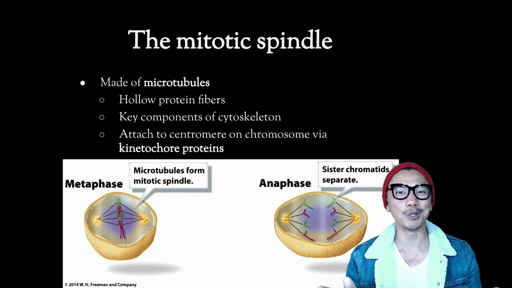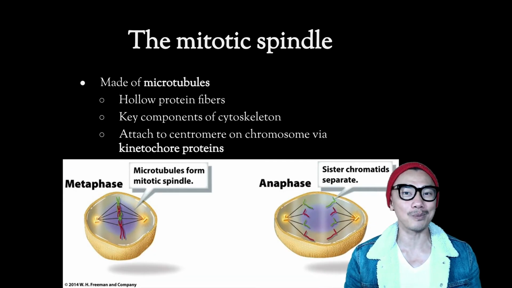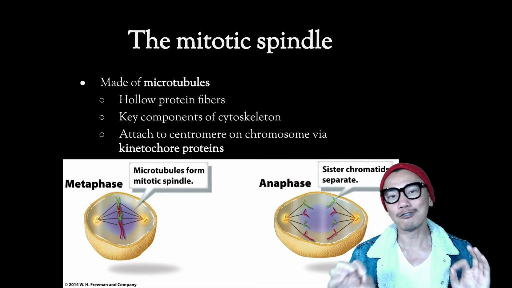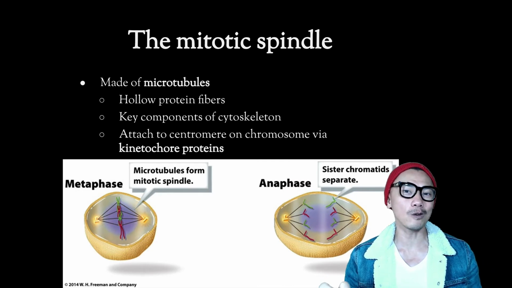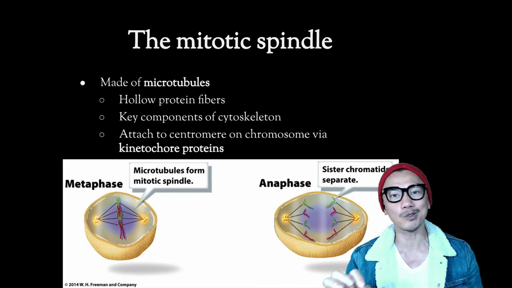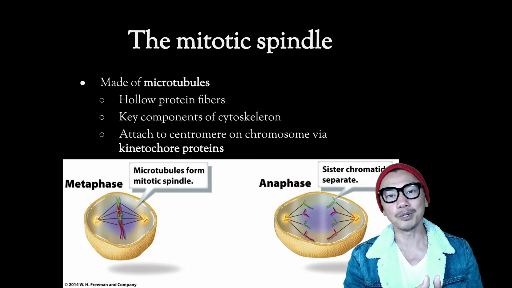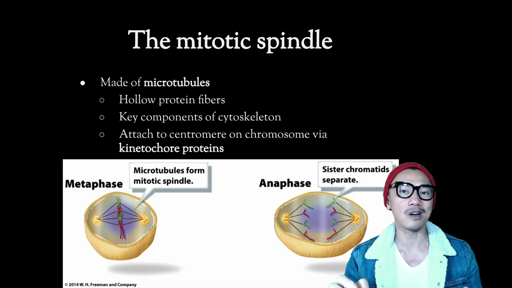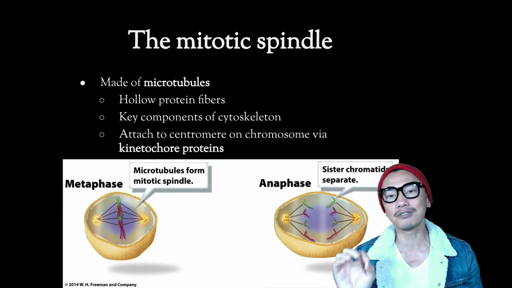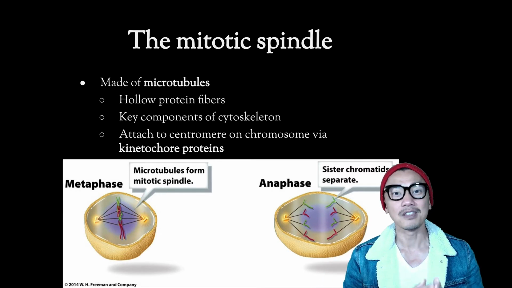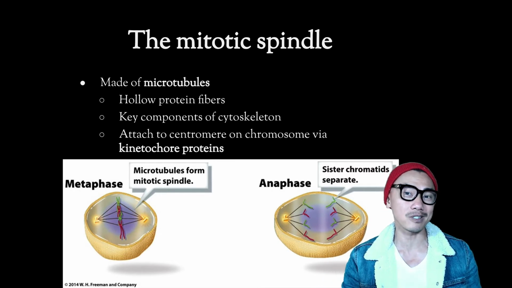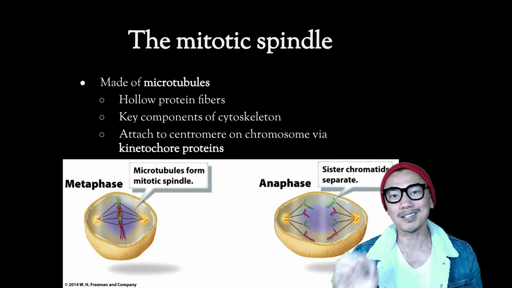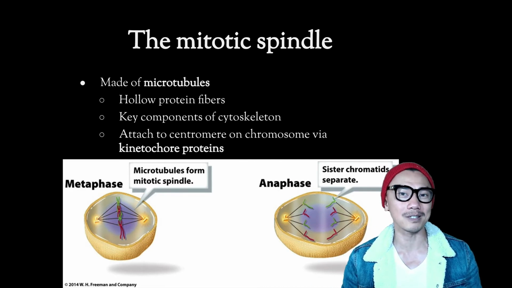The mitotic spindle is made up of hollow protein fibers called microtubules. Remember that microtubules are also key components of the cytoskeleton. Microtubules will attach to the centromere of chromosomes with the help of kinetochore proteins. The function of kinetochore proteins is to connect the mitotic spindle to sister chromatids.